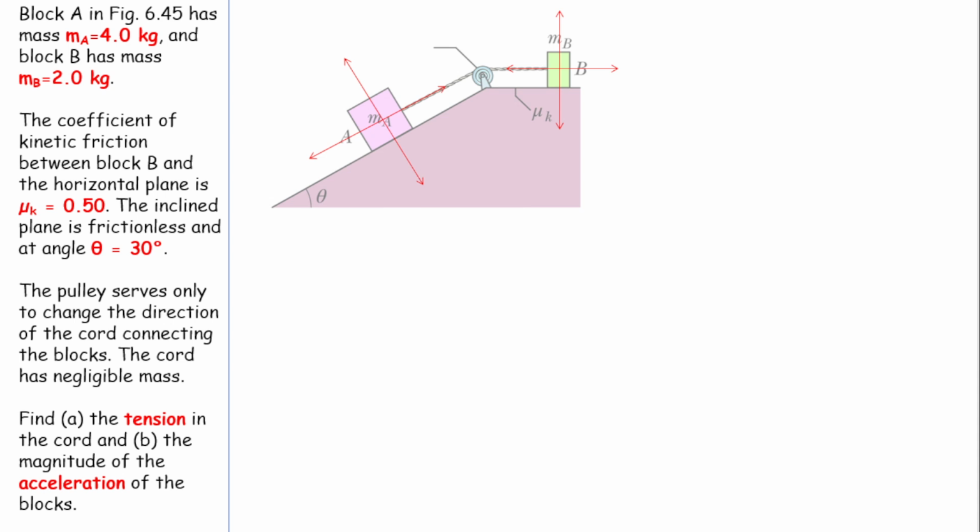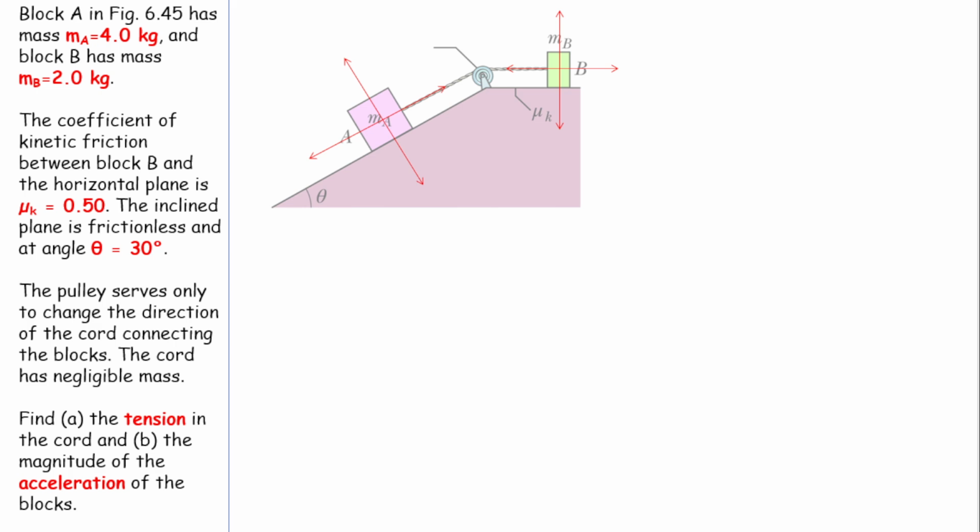Block A in figure 6.45 has a mass MA equal to 4 kg and block B has a mass of 2 kg. The coefficient of kinetic friction between block B and the horizontal plane is mu k equal to 0.50. The inclined plane is frictionless and at angle theta equal to 30 degrees. The pulley serves only to change the direction of the cord connecting the blocks. The cord has negligible mass. Find A, the tension of the cord, and B, the magnitude of the acceleration of the blocks.